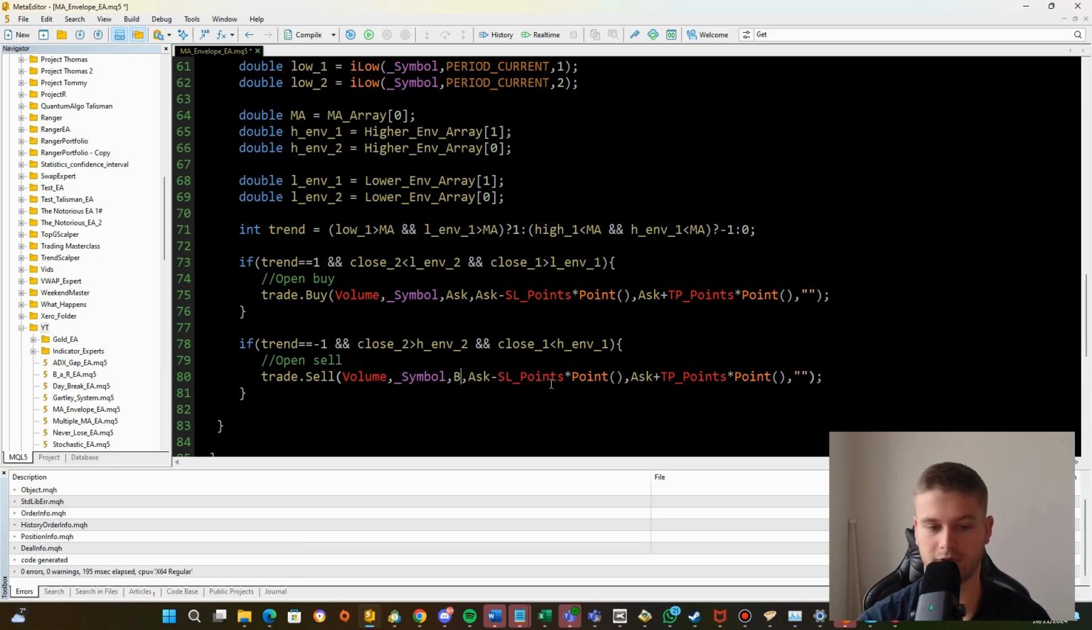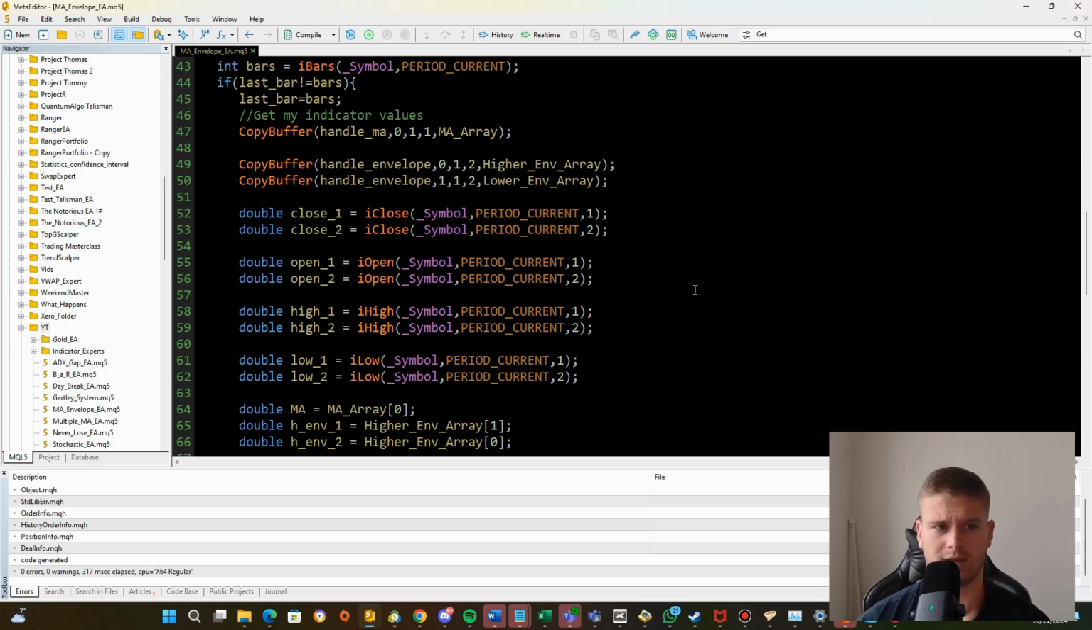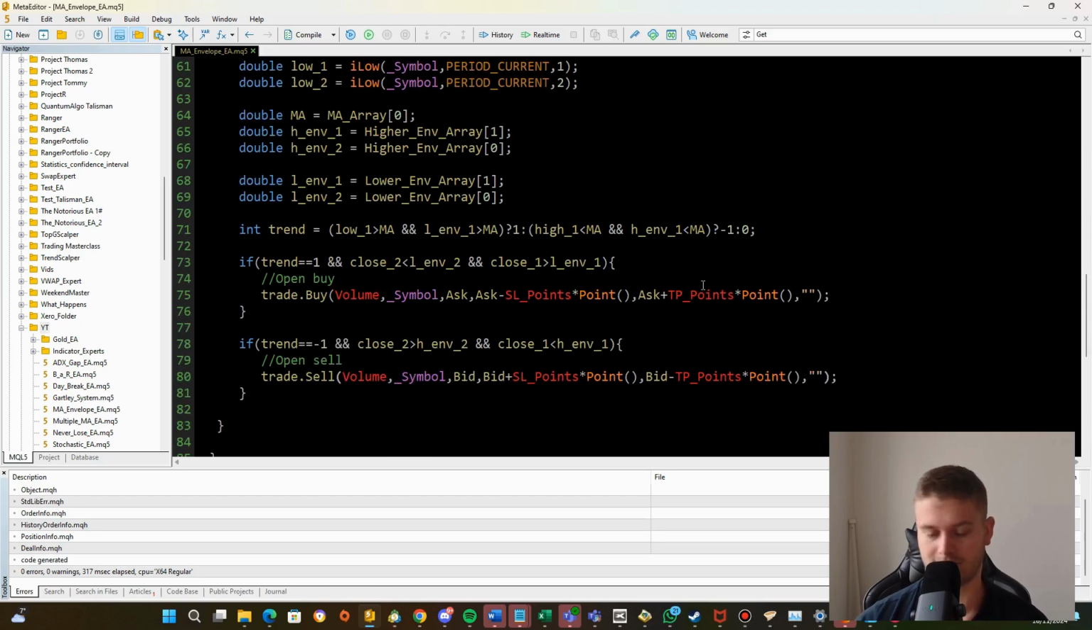So now the same thing for the sell side, we just change the ask to bid, and stop loss is above the opening price and take profit is below the opening price, and everything can stay the same. Okay, so I guess this should be it. There are some things we could improve, and maybe I will. But now this should be basically the first version of this EA, so let's check it.